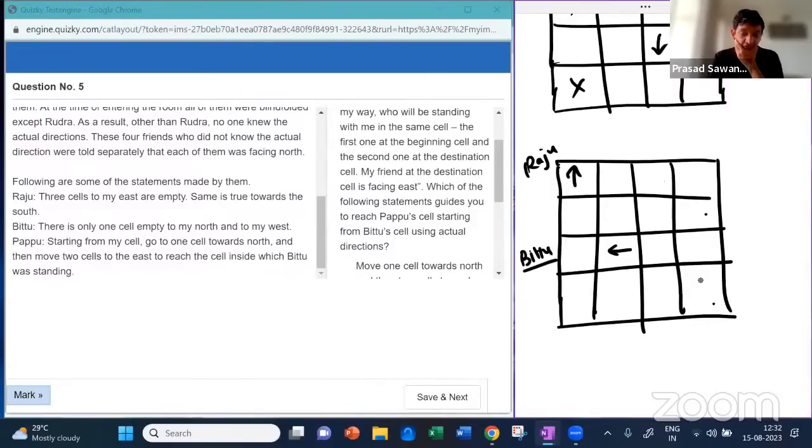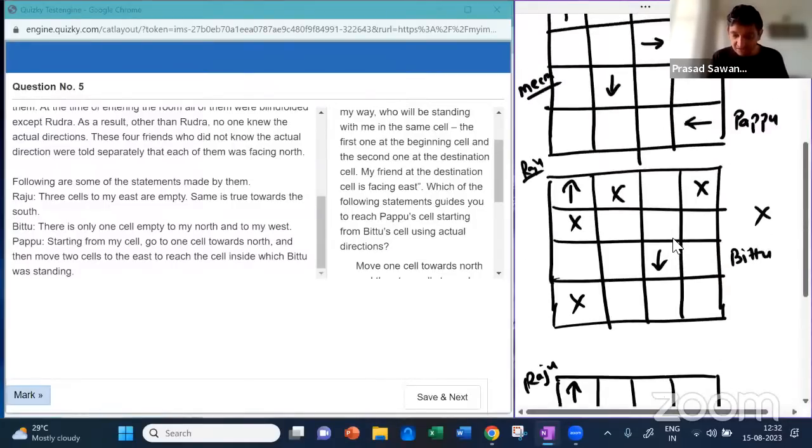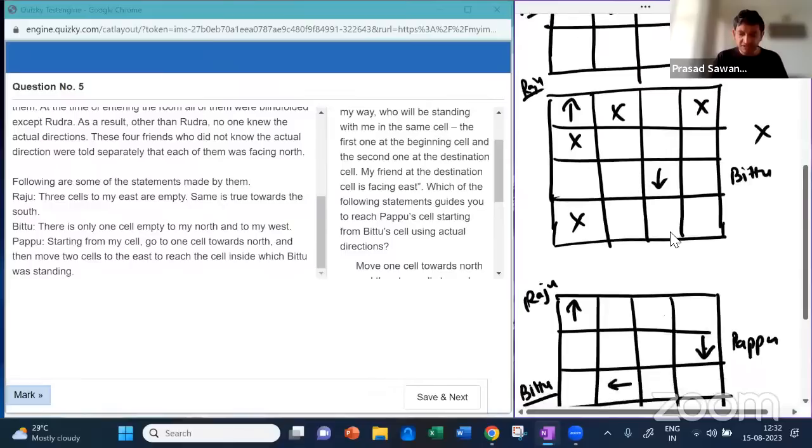Now here I have to go north and then east. So north I have to go. That I can't do. So this one north. Okay, this is possible. So this one goes here. Who is this? Pappu. Pappu goes towards the north and two cells to the east to reach Bittu. Okay, fair enough. I think this will also work. So there are two cases, I think. I don't know if I'm missing something, but let's see.